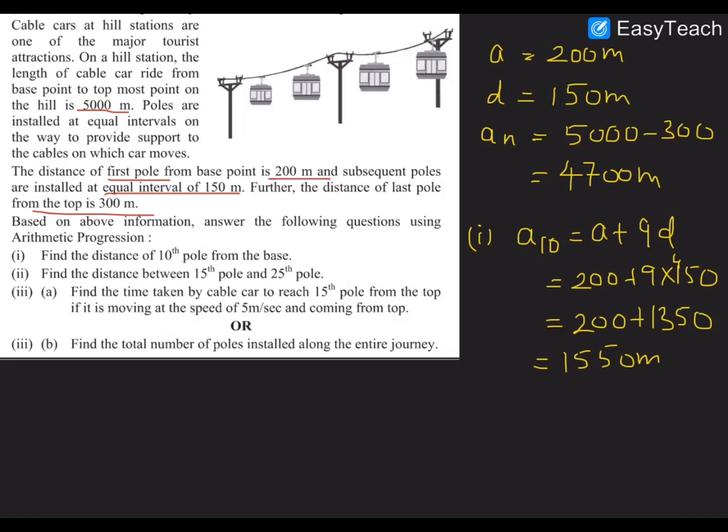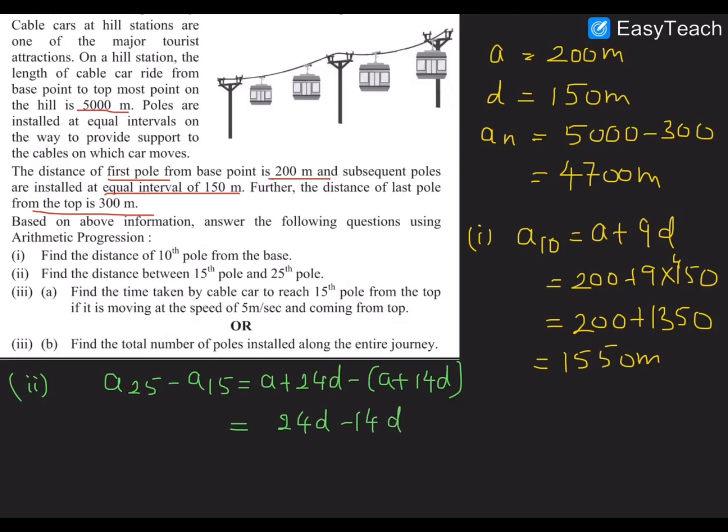Find the distance between the 15th pole and the 25th pole, the second part. You have to calculate A25 minus A15. A25 is A plus 24D, and A15 is A plus 14D. So A and A will cancel out. 24D minus 14D will give you 10D, and D is 150. So 10 into 150 comes out to be 1500 meters. So the distance between the 15th pole and the 25th pole is 1500 meters.